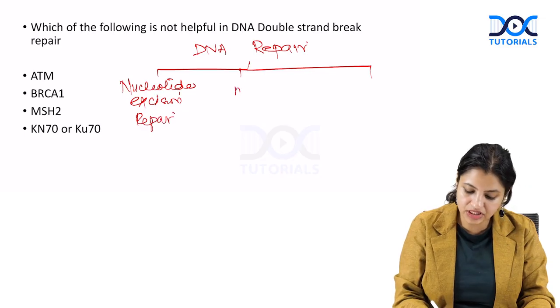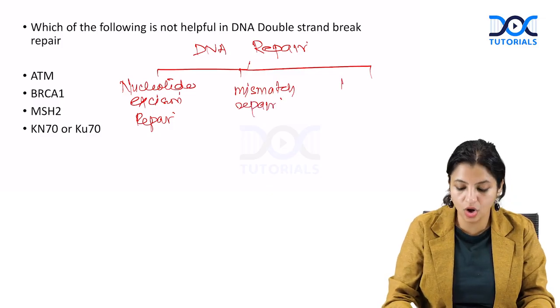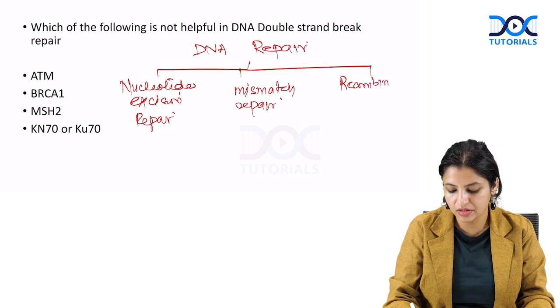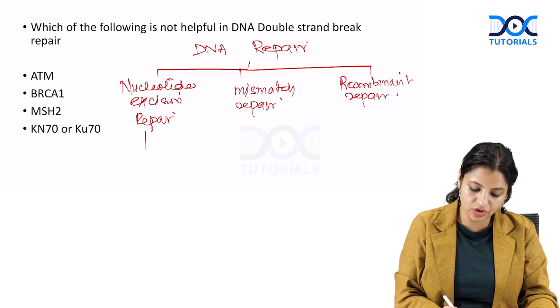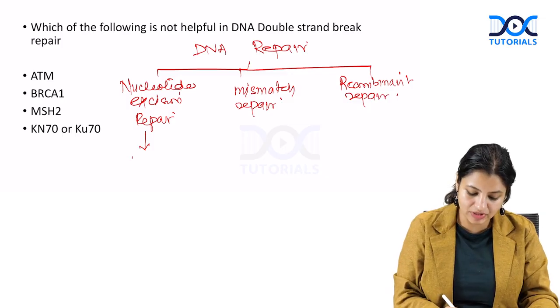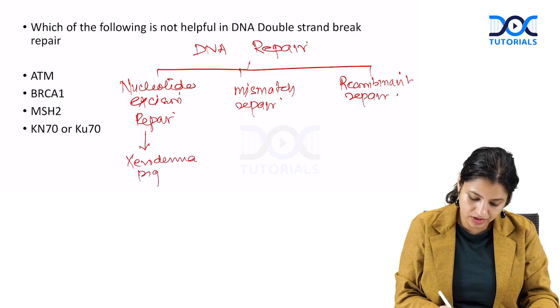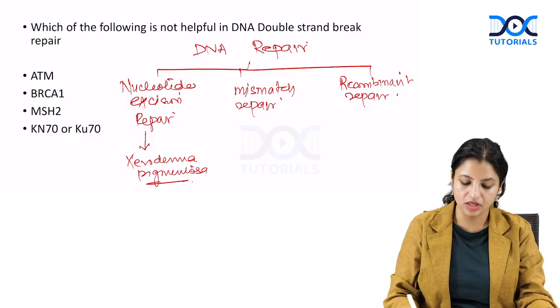Then we have mismatch repair. And then we have recombinant repairs. So whenever I'm talking about these three mechanisms of repair, remember nucleotide excision repair is a typical repair defect, which is basically seen in xeroderma pigmentosa. Okay, so this is basically a nucleotide excision repair defect, which is seen in xeroderma pigmentosa.